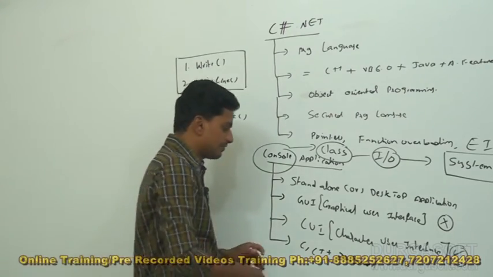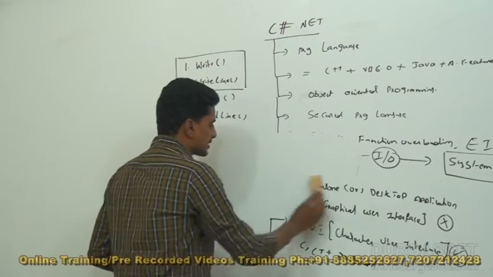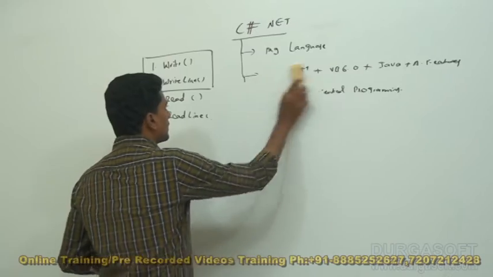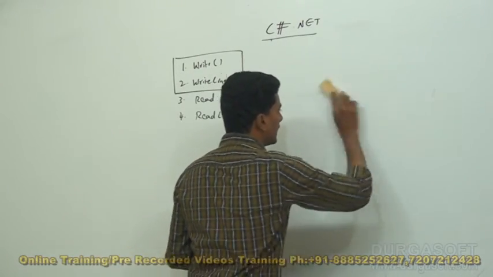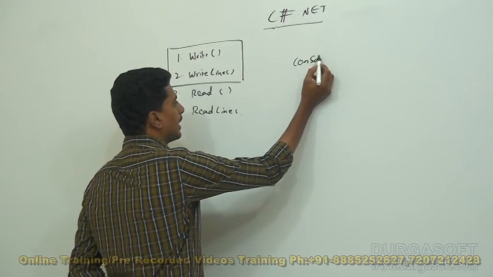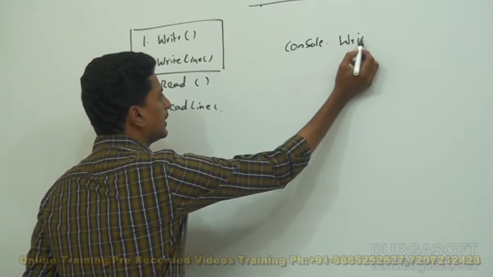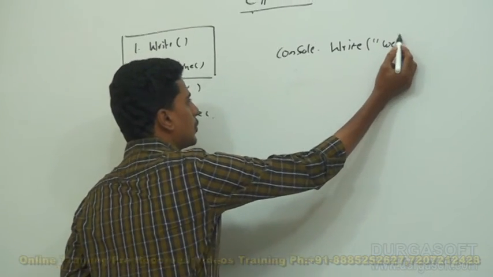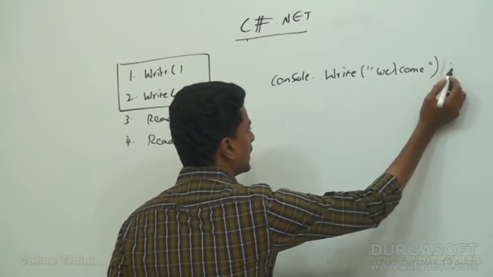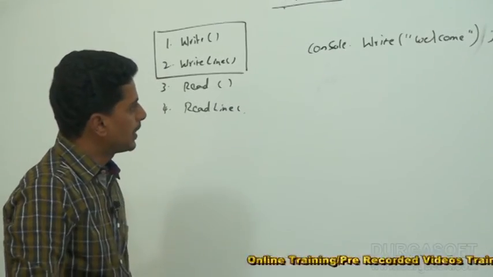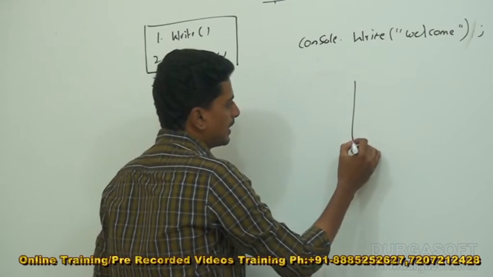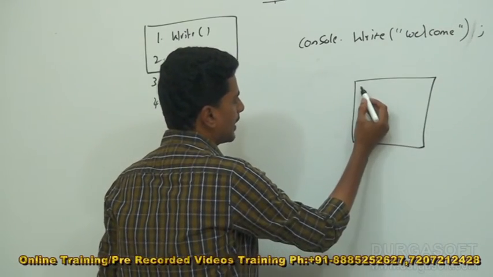For example, if I want to print some statement, I will use the Console.Write method. Console is a class, and Write is a method. Here I am going to write some statement like welcome. If I write the program like this, Console.Write welcome, then welcome is going to be displayed in the command prompt.